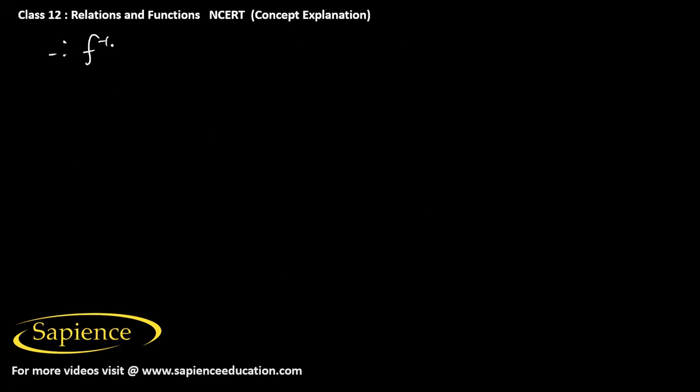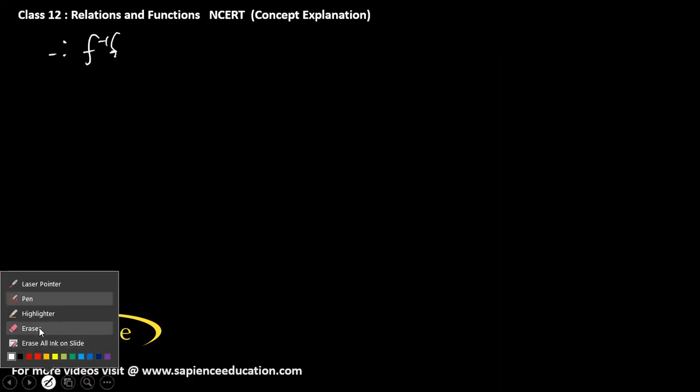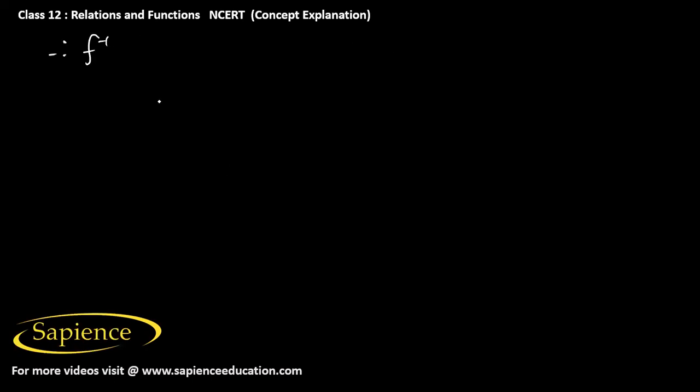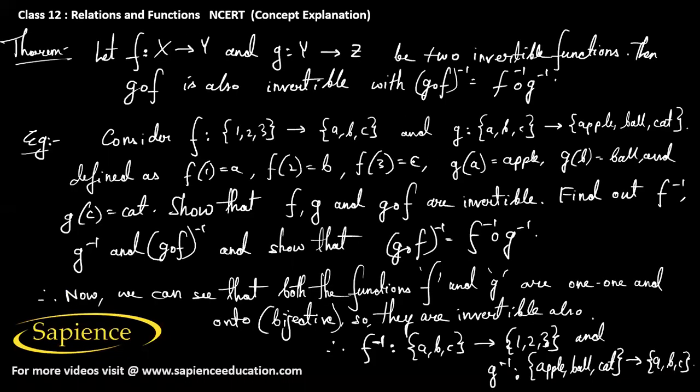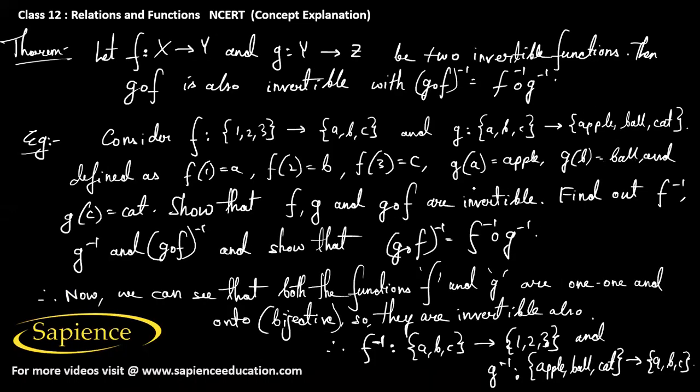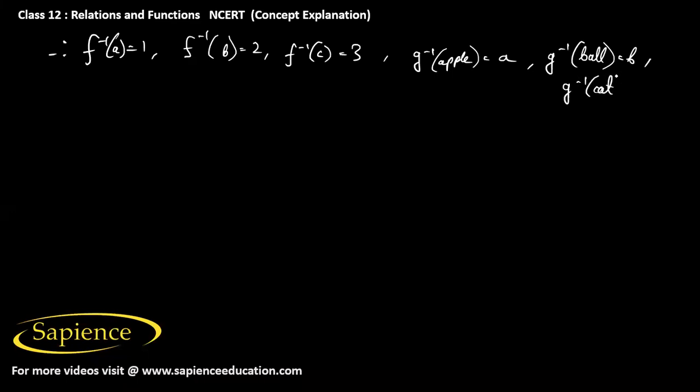So now therefore f inverse of A, here it is told that f(1) equal to A, so it means f inverse of A should be equal to 1, and f(2) is B, so f inverse of B is equal to 2, and f inverse of C is equal to 3, since f(3) is C. And also g(A) is apple, so g inverse of apple is equal to A, and g inverse of ball is equal to B, since g(B) is ball, and g(C) is cat, so g inverse of cat is equal to C.